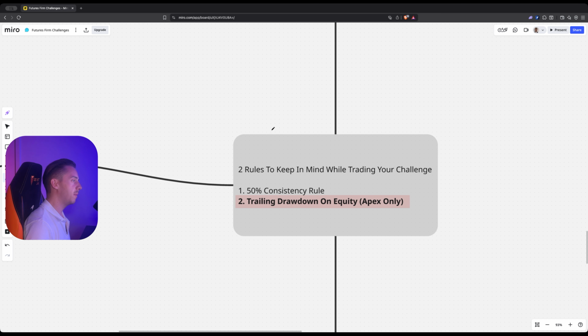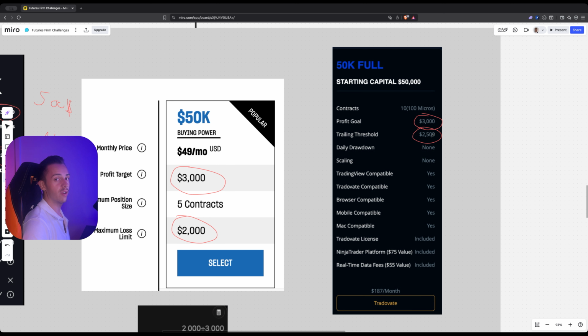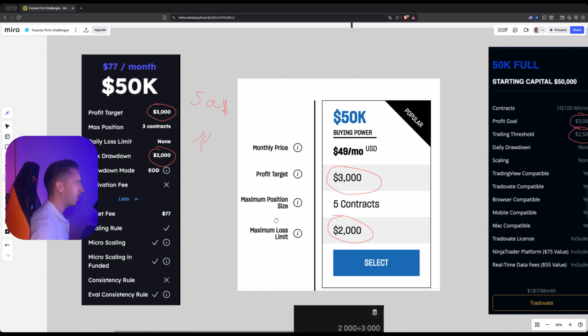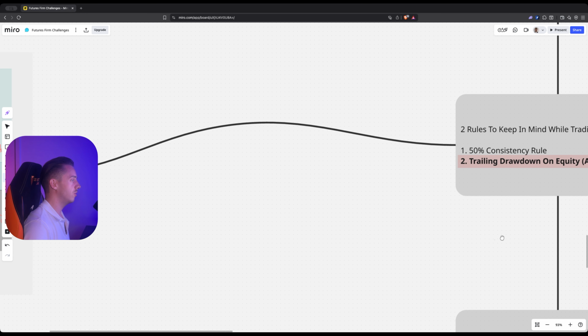There's 2 rules I keep in mind while trading the challenge. That's the 50% consistency rule for My Funded Futures and TopStep, and then there's the trailing drawdown on equity for Apex only. And this is essentially the reason you get 2.5K. This right here does not mean that you're actually getting more drawdown than on your TopStep and your My Funded Futures account. This actually means you're getting less drawdown. And I'm going to explain to you why.